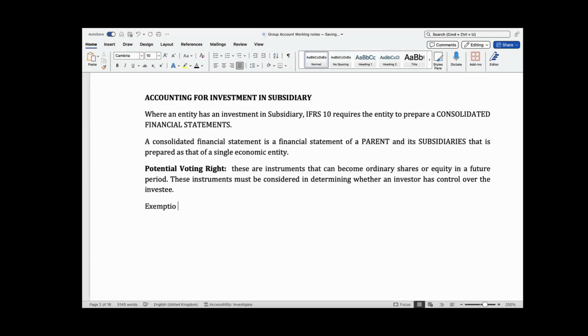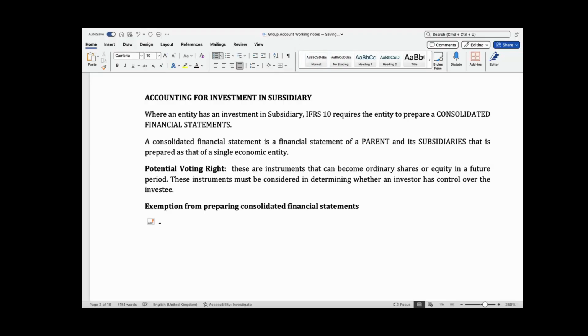Another one is exemption from preparing consolidated financial statements. So there are some exemptions that are permitted under which the parents might not prepare consolidated financial statement. So you need to consider this before you go ahead and prepare that. Do you fall under this exemption? Do you want to claim it? And it's not compulsory. It's an optional exemption that you might want to key into.